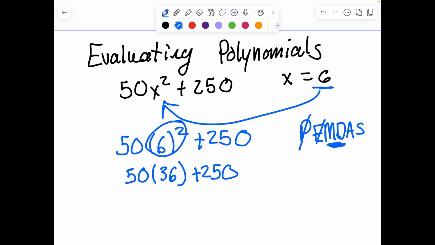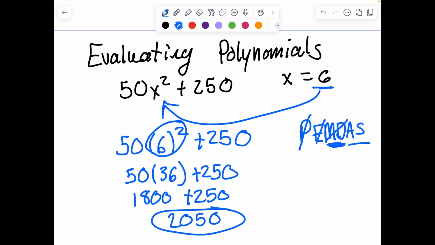Then I'm going to do the multiplication and division. So 50 times 36, and if I type that into my calculator, we're going to get 1,800. There's that part done, and then finally addition and subtraction. Add these two together, and we should get 2,050. So when you're evaluating, make sure you plug in the number or value that they give you for the variable. Do the exponents first, multiply and divide, then add and subtract going from left to right.